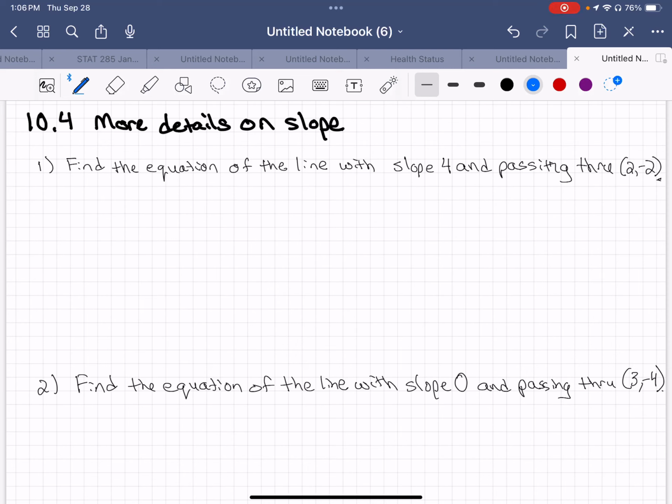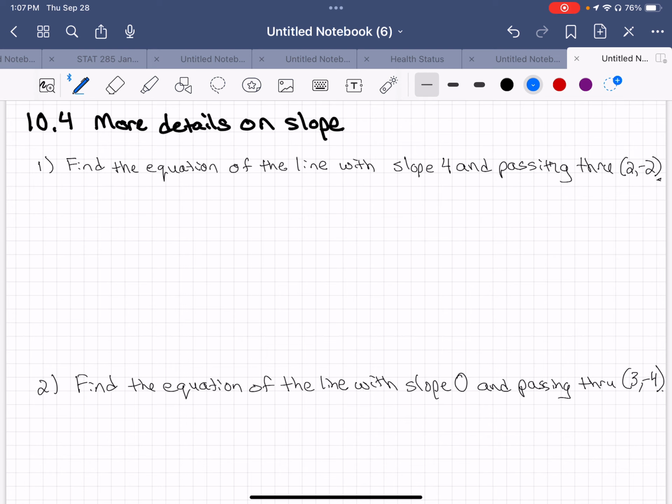Examples from 10.4. This is more details on slope. The title in Hawkes is point-slope form, and we will do a little bit of that at the end, but that is not the emphasis. The emphasis is on the meaning of the slope and how we can work with it.